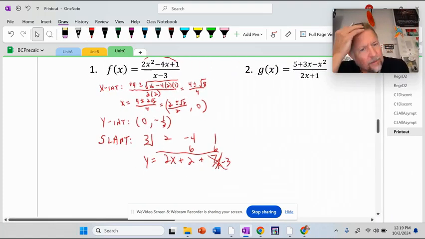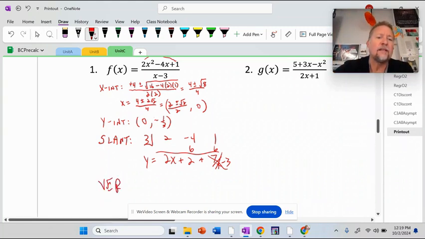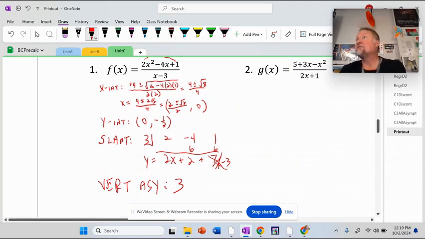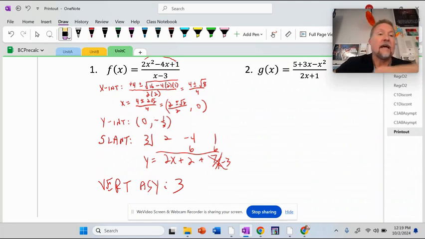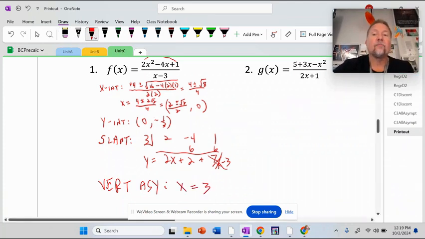What's the last thing? What am I missing? Vertical asymptote. What's that? X equals. X equals 3. That's good. But if you put vertical asymptote 3, I'm marking you wrong with the red pen of justice. Okay? It's got to be an equation. X equals. Got it?